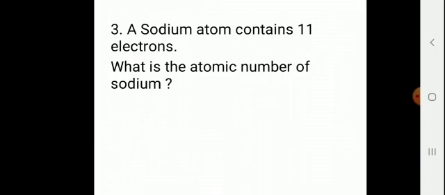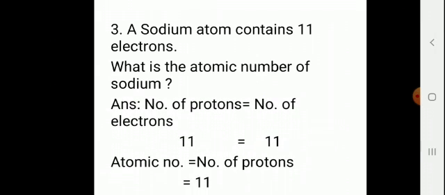A sodium atom contains 11 electrons. What is the atomic number of sodium? Atomic number means number of protons and number of protons are always equal to number of electrons. So if there are 11 electrons, then naturally 11 protons should be there in a sodium atom. So 11 electrons are there, so 11 protons will be there and number of protons means its atomic number. So atomic number of sodium is 11.